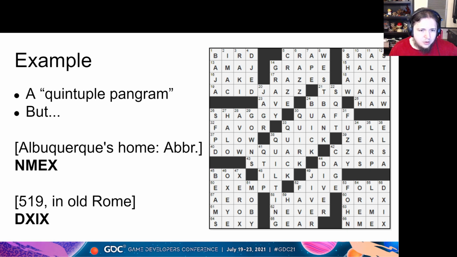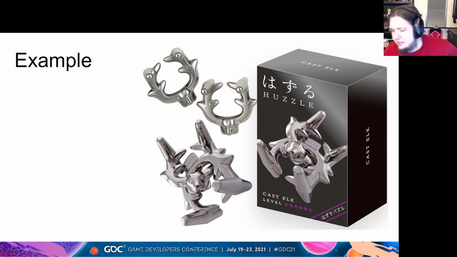I will show you one more example. This is the Cast Elk puzzle. Where is it? I had it on my desk at some point. Is it on my shelf? It's hiding. My desk has a lot of stuff on it. Where is it? There it is.